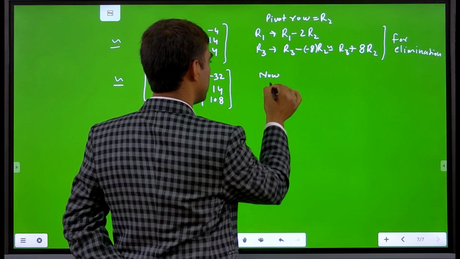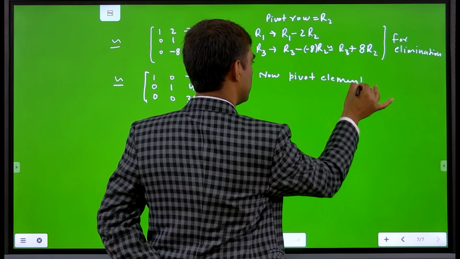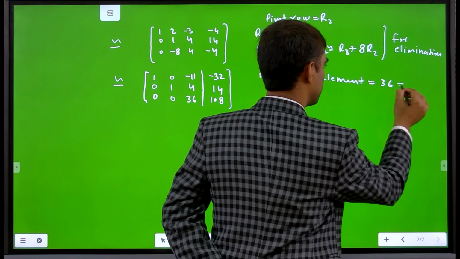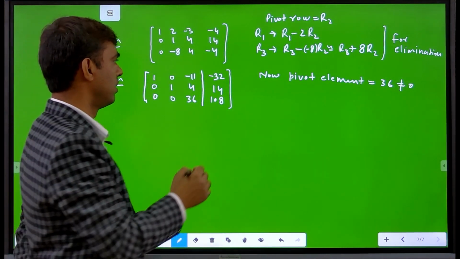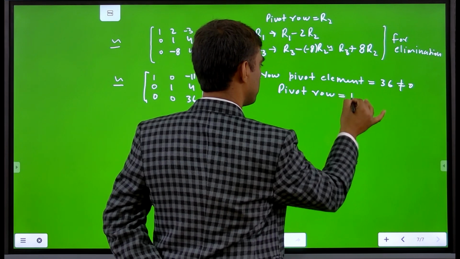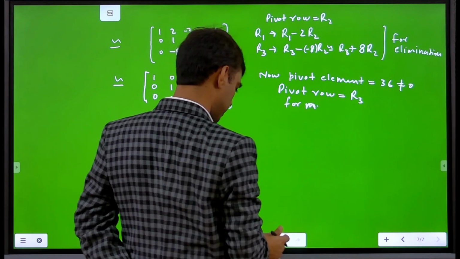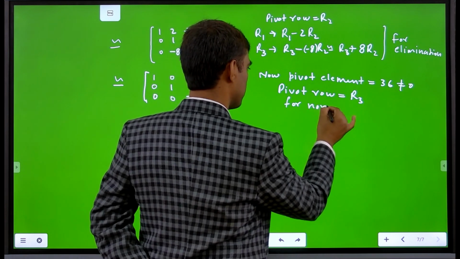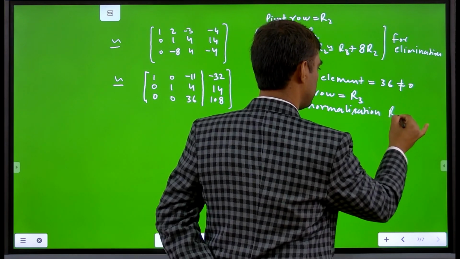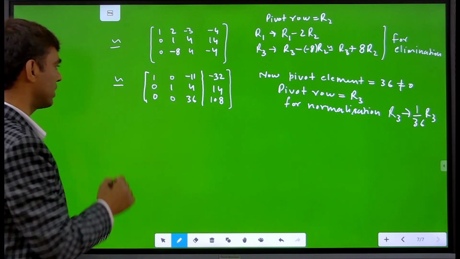Now, for the third stage of elimination, the pivot element becomes 36. This one does not equal 0, so we are able to apply the Gauss-Jordan method. Now, what is the pivot row? The pivot row becomes R3. So for normalization, we perform R3 tends to 1 by 36 R3. So after the normalization, what is the equivalent matrix?